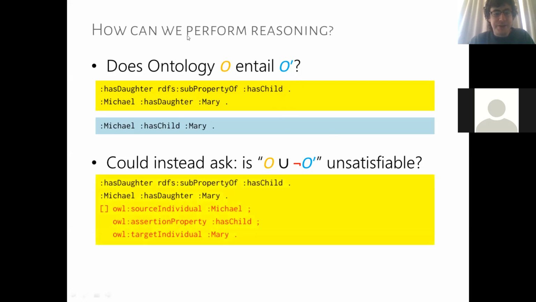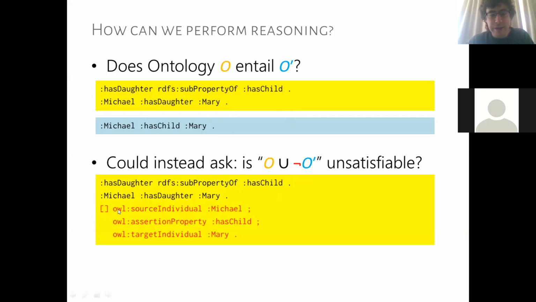Okay, so how does this work? It works by saying, for example, that ontology O entails O prime here: Michael has child Mary, which we can see is true, based on these definitions. This entailment holds if and only if this thing here is unsatisfiable. What's this thing here? It's O, like we had before, and we also add not O prime.